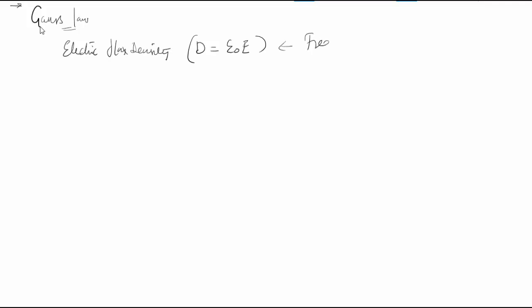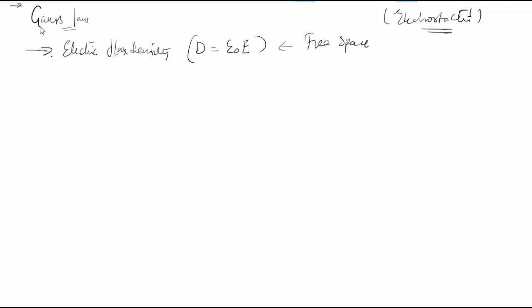This next video is about defining Gauss's law. In the last video, we defined a new term known as electric flux density, given by D, which is equal to epsilon naught E for a medium like free space. We are now dealing with electrostatics, so whatever I'm saying in this video is applicable to electrostatics.